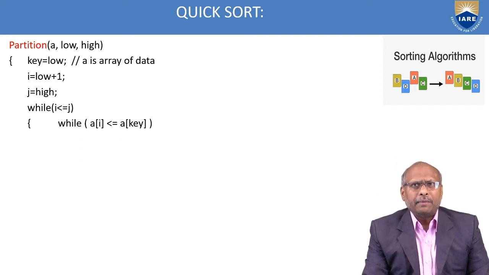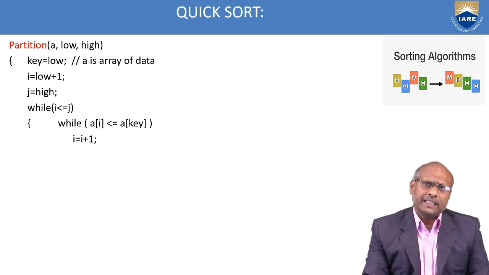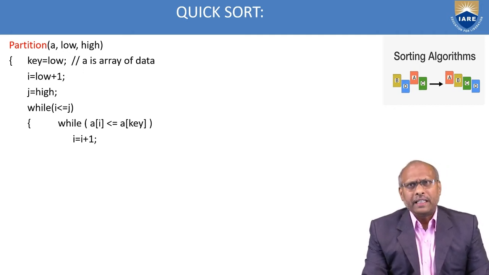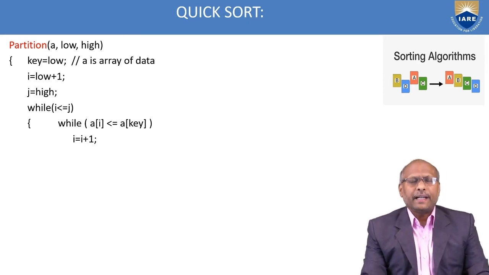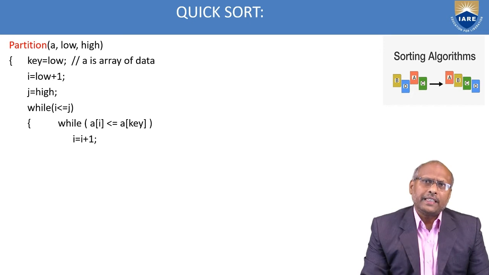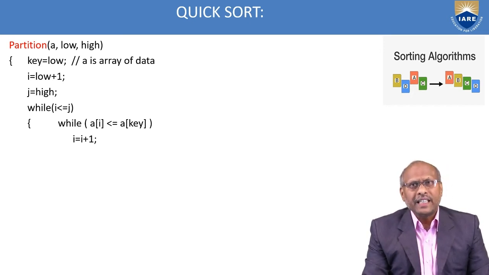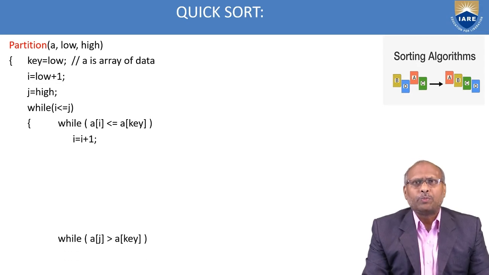Every left side element should be less than the key. Your key is your pivot. If it is less, then i will be incremented to the next. This keeps on running. How long will it run? Until A of i is no longer less than the key. That means if the data is less than the pivot, i keeps on incrementing. Whenever the data is not less, it stops the loop.